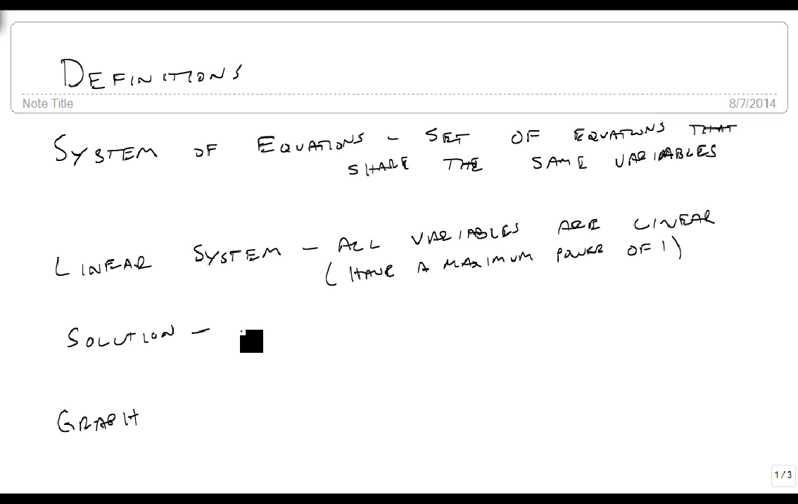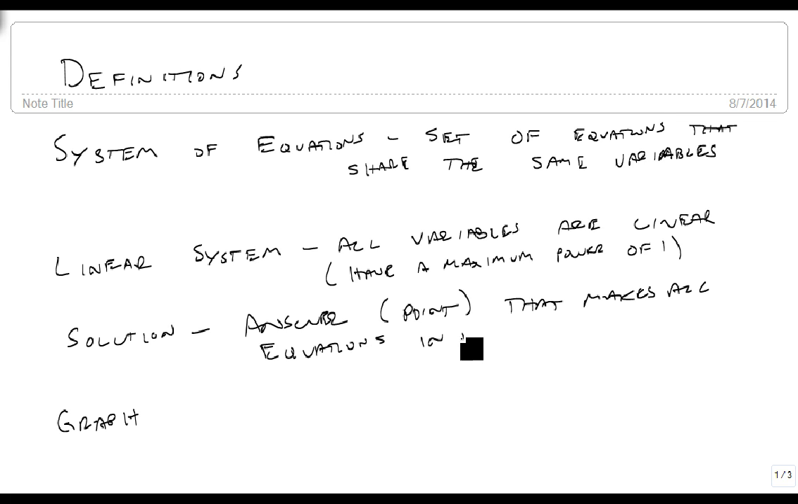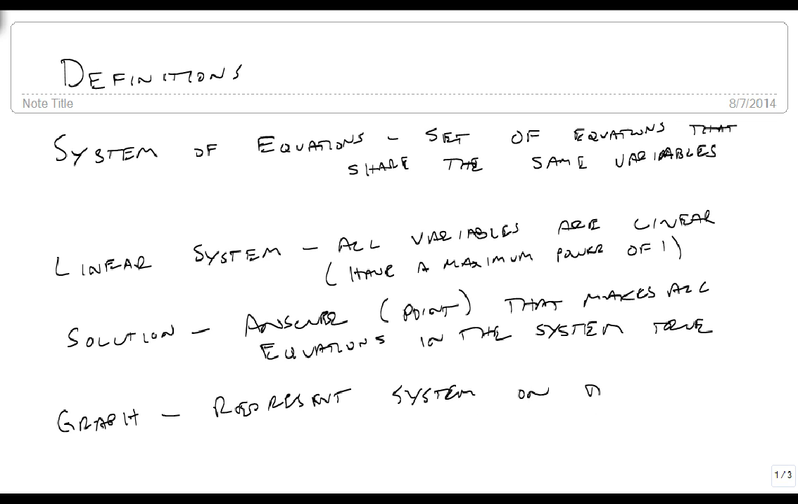A solution is the answer, and it's typically a point that makes all equations in the system true. So if it doesn't make all of them true, then it's not a solution. The graph is just a way to represent the system on the Cartesian plane.